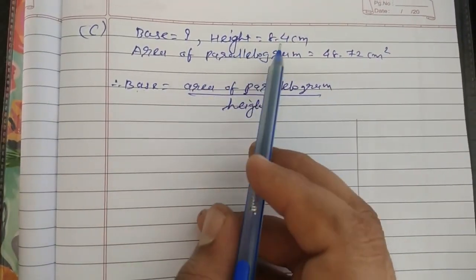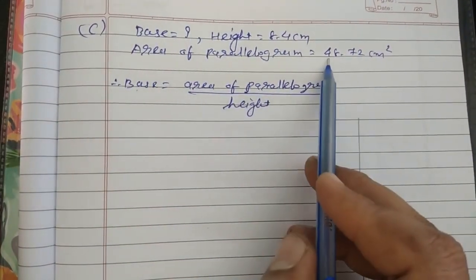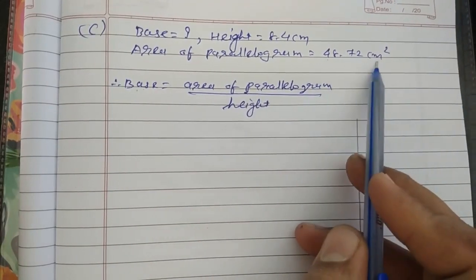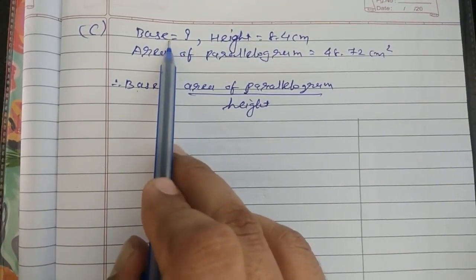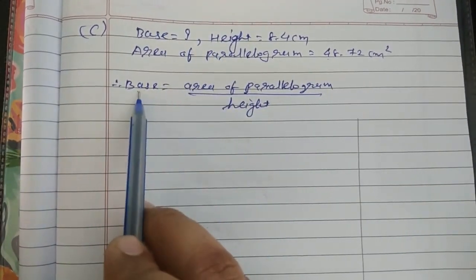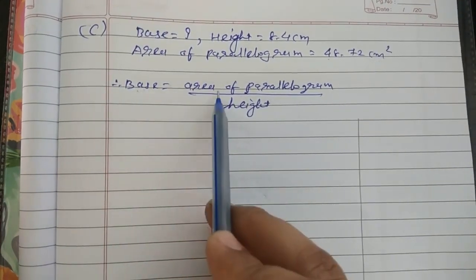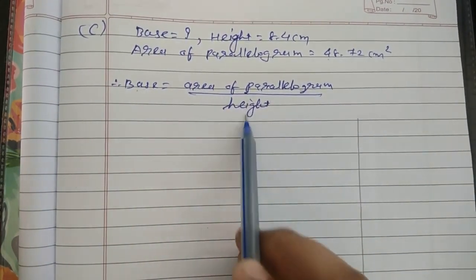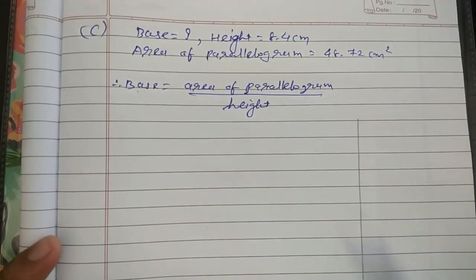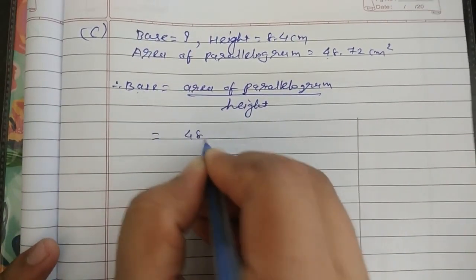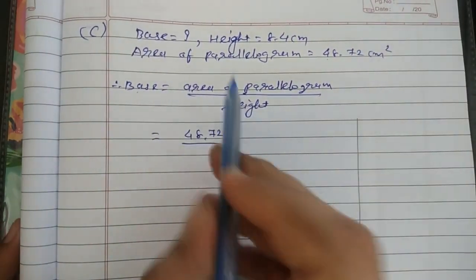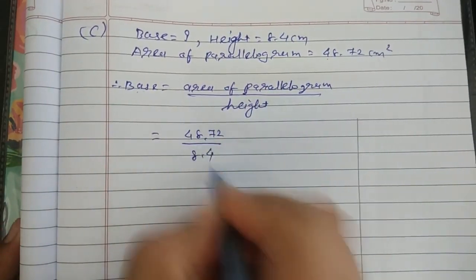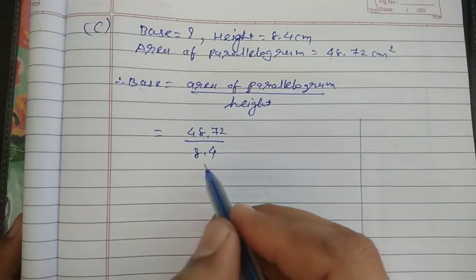Next, sum C. Here height is given as 8.4 centimeter, area of parallelogram is given as 48.72 centimeter square, and we have to find the value of base. So we will use the formula for base, that is equal to area of parallelogram divided by height. The area of parallelogram is 48.72, divided by height, that is 8.4.